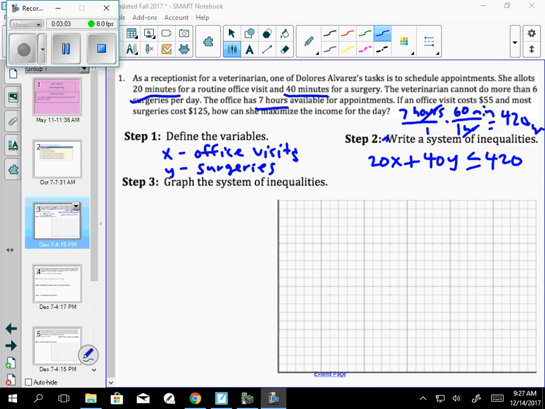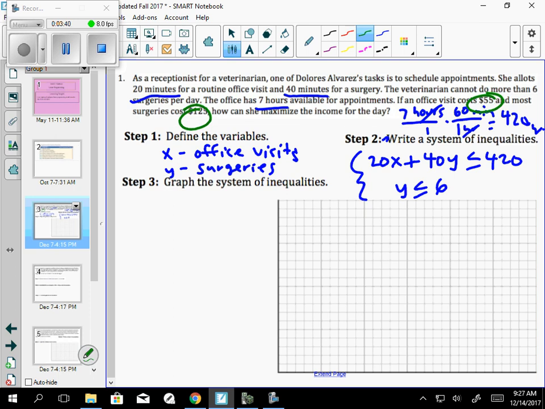Okay, reading on, the next thing says the vet cannot do more than 6 surgeries in a day. So surgeries, that's talking about our Y variable. We don't need to include anything with X because this is only talking about surgeries. So if she can do no more than 6, that means the surgeries need to be less than or equal to 6. We don't really have any other inequalities here because the last thing they talk about is money, $55, $125, there's no total for that. So that must mean we're going to use that information later once we have our graph.